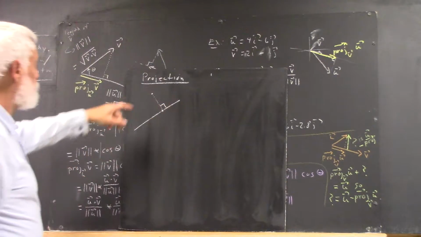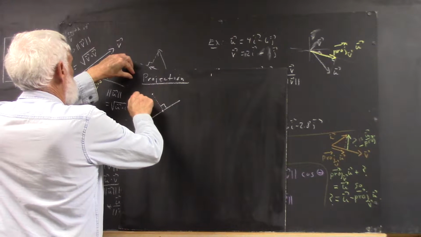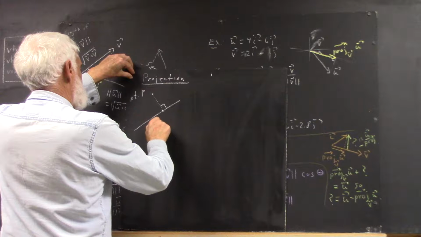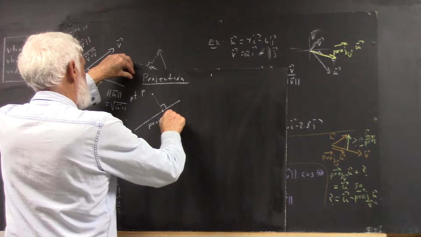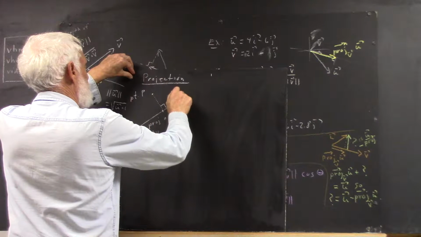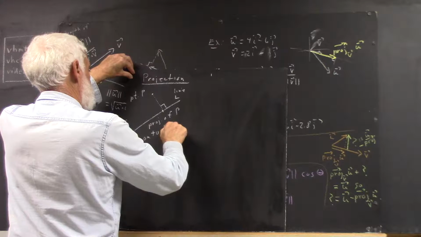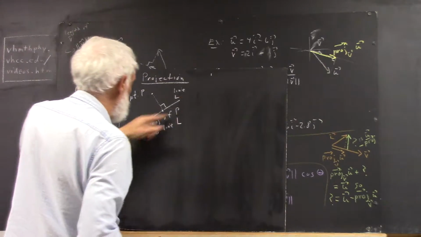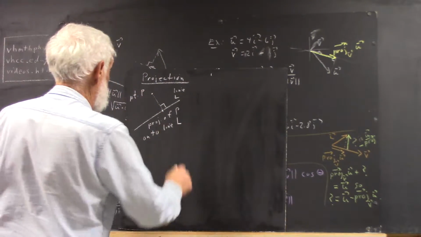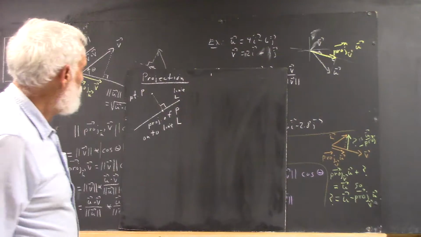Okay, so this is a point called point P, and this is the projection of P onto the line L. We'll call this line L, we'll call this point P. This is how we project it. I'll give the analogy or the situation.